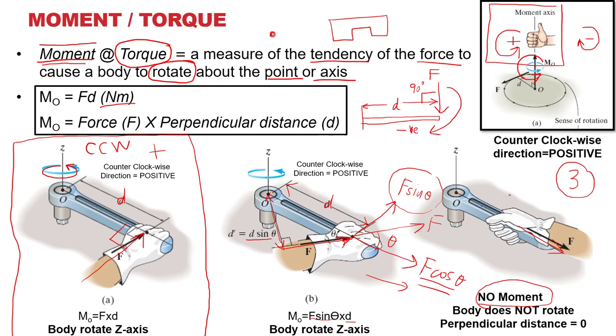So you have to remember, moment is about pure rotation. This is the keyword here. It has to rotate. Highlighter. Rotate. This is very important. What else is important? Perpendicular distance is very important. So there are two keywords here: rotate about an axis and perpendicular distance.